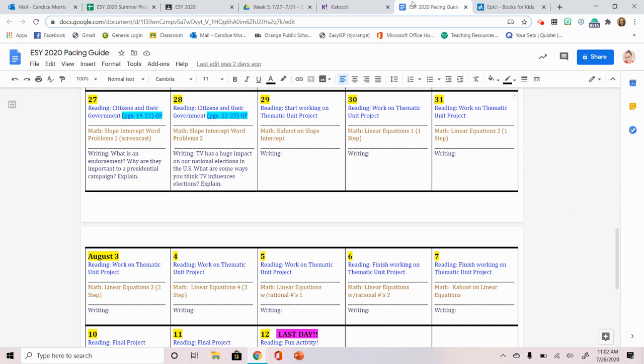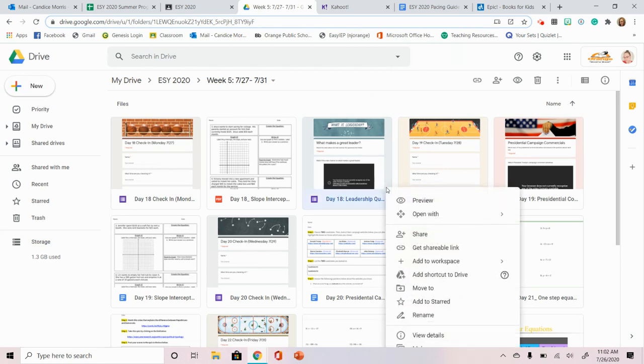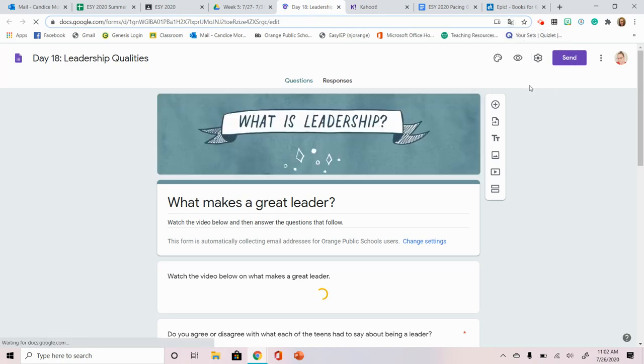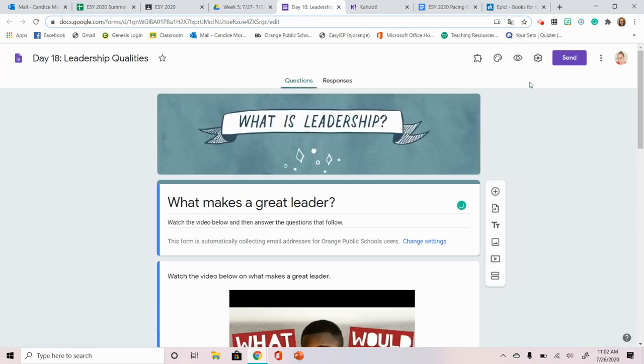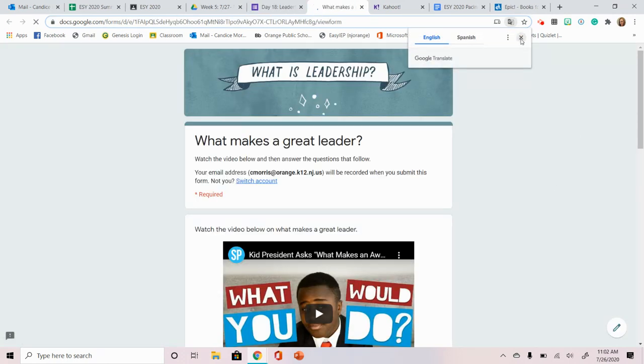Your assignment for today for reading, let me bring that up for you really quickly, is this right here. So leadership qualities. So since we're going to be starting our project, I figured this would be a good way of segueing into the project by understanding what a great leader is. Let me actually preview this so I can show you without seeing. I don't have the questions on there. So, all right. So what is leadership? So what makes a great leader?